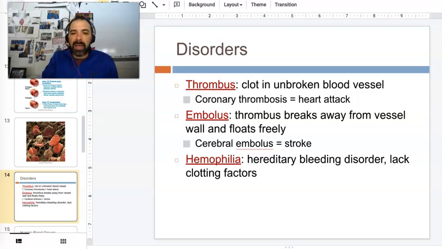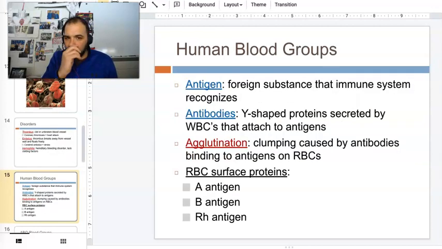And then hemophilia, that's a hereditary bleeding disorder. It's a lack of clotting factors. It tends to be sex linked. Males tend to have issues with hemophilia more than females. Let's talk about blood typing now.